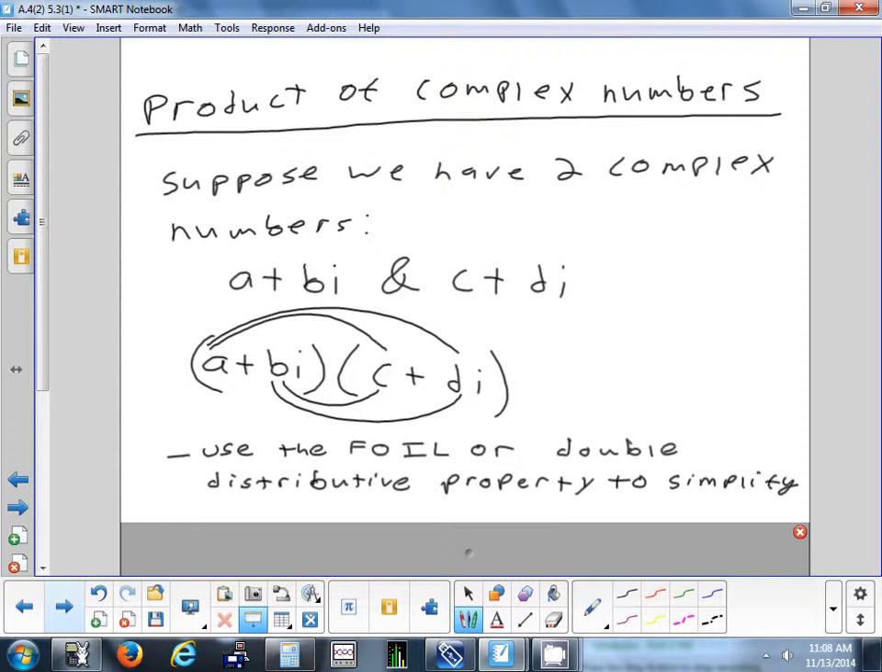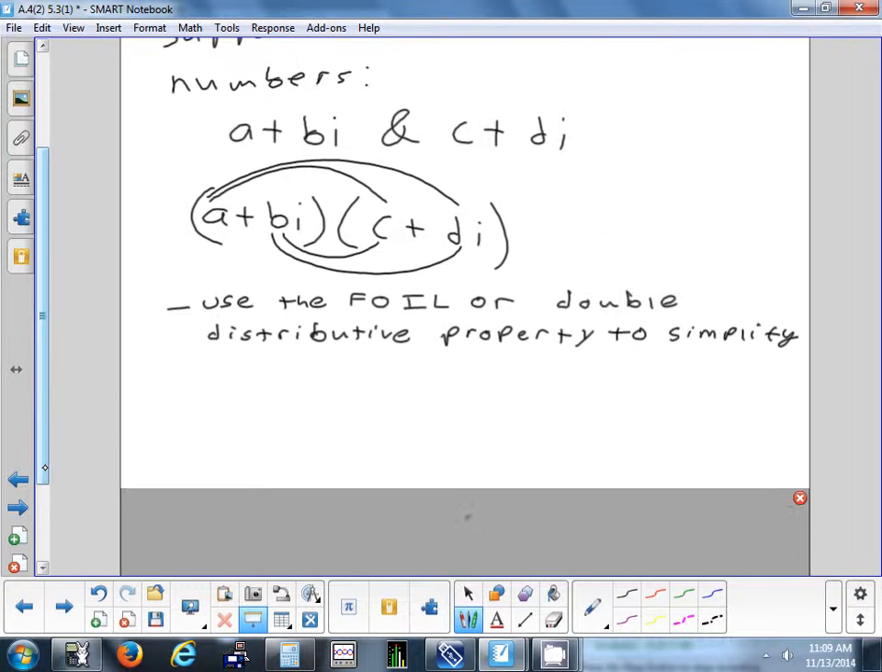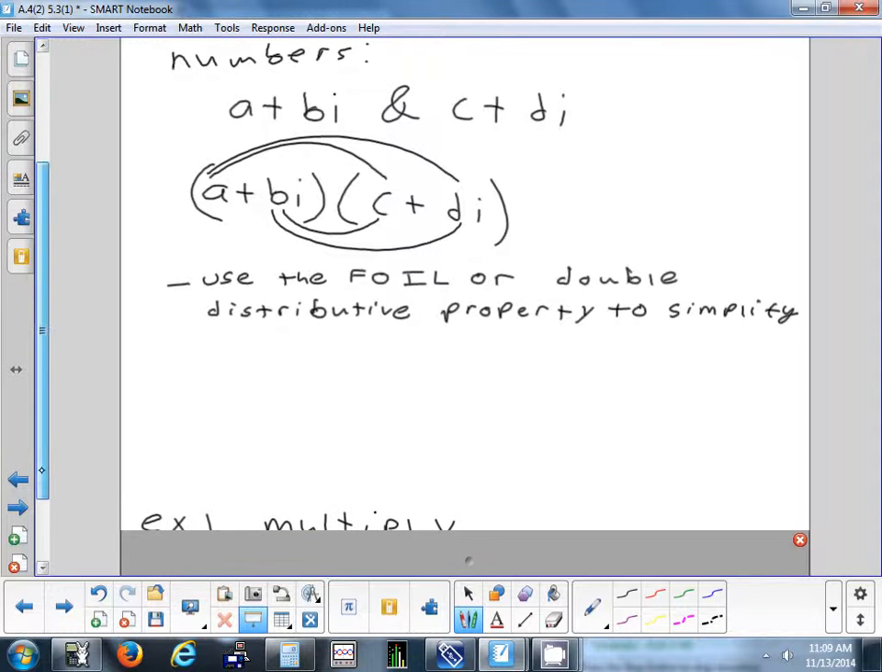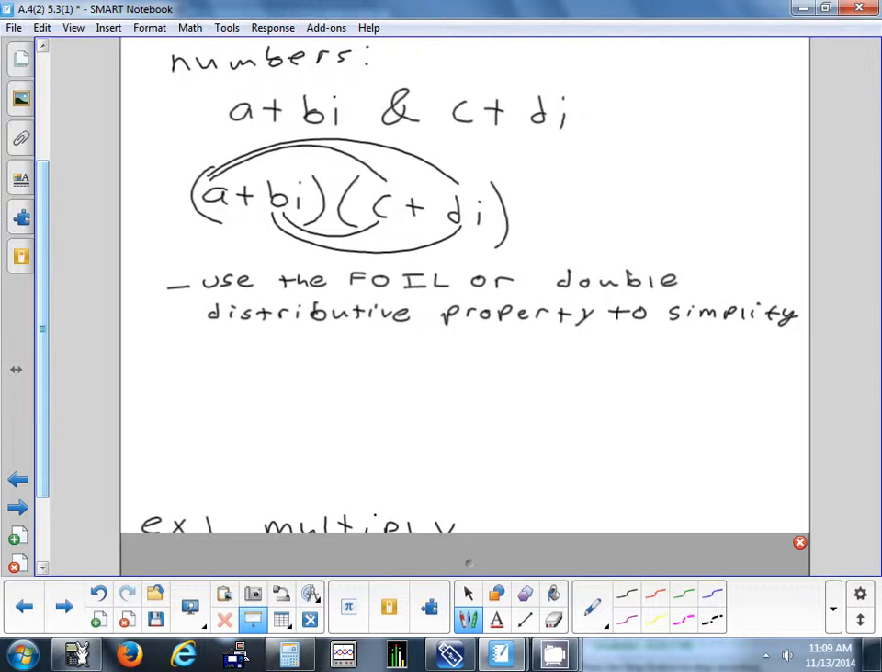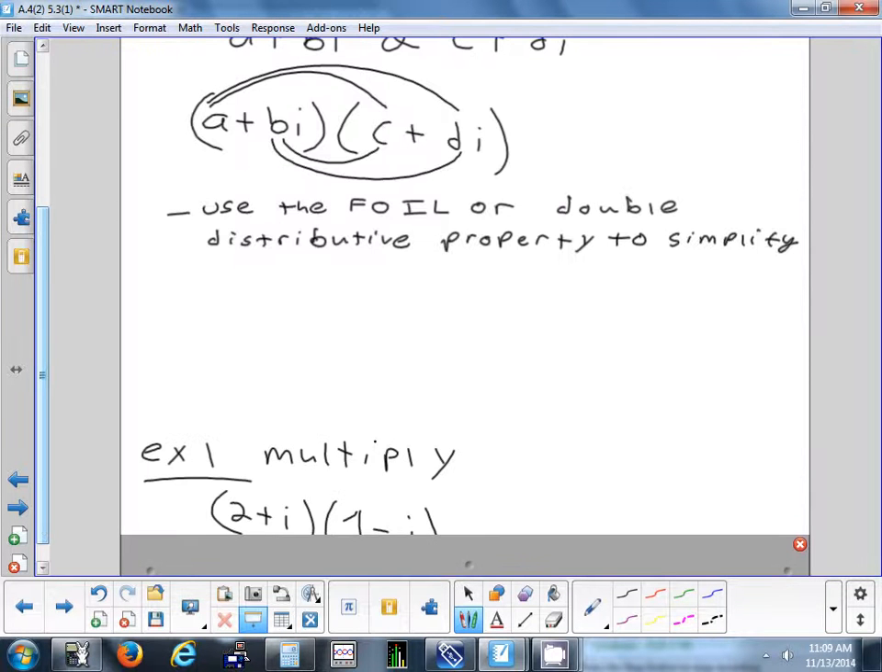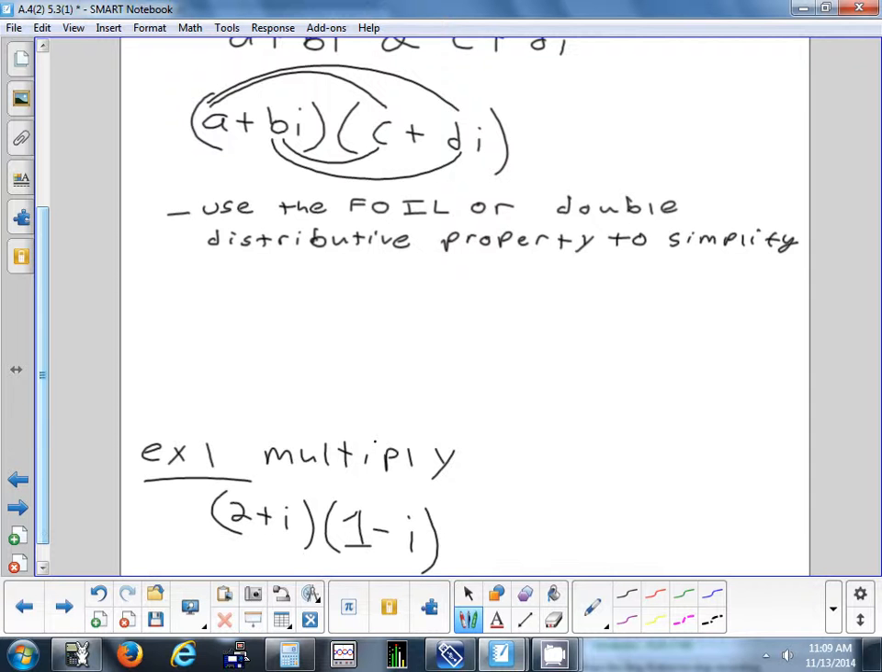Okay, as always, we'll combine our like terms. So your final answer should be a real number, plus or minus, and then an imaginary number. And that's pretty much it as far as the directions on multiplying. Okay, so we'll just try a couple examples. We'll multiply 2 plus i times 1 minus i.